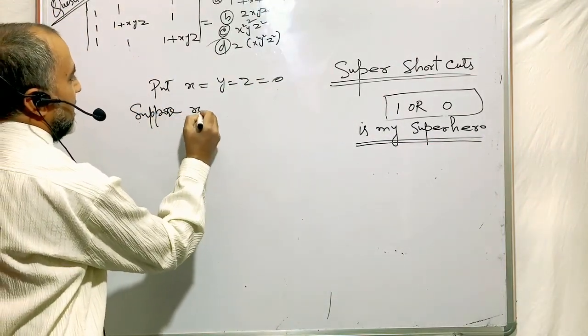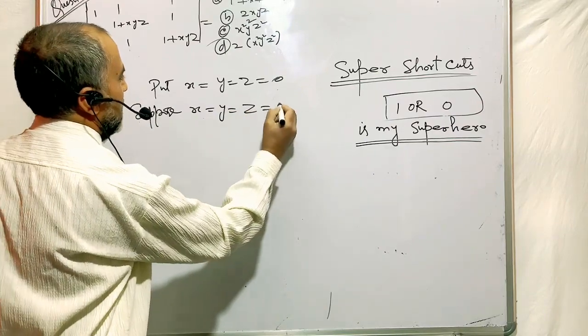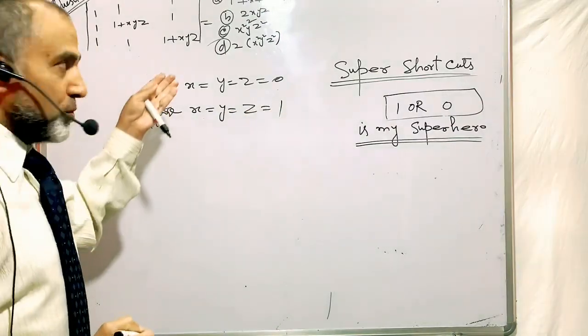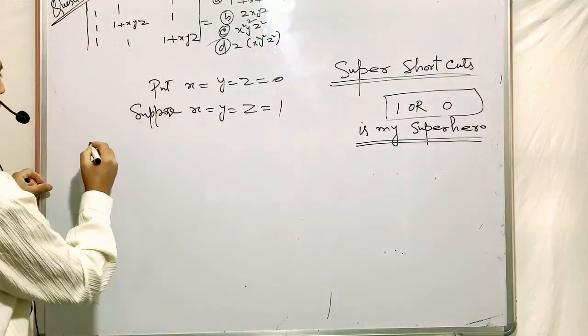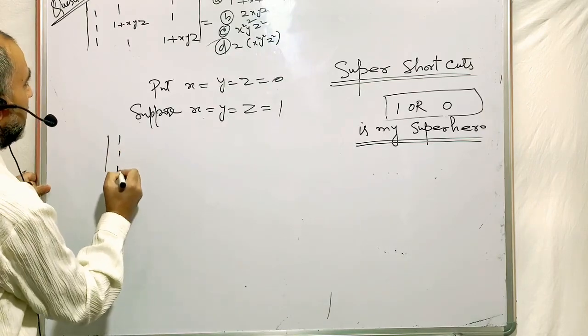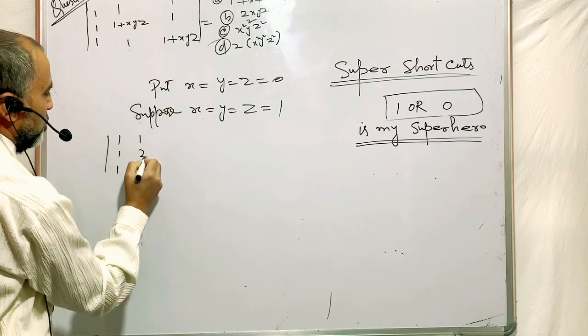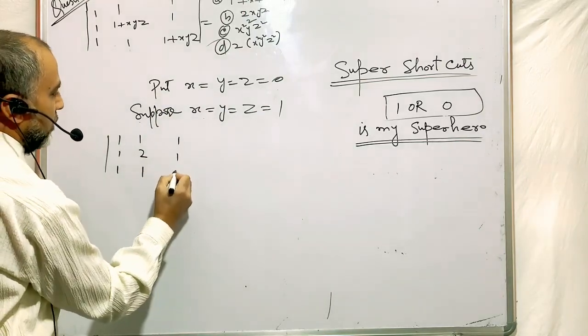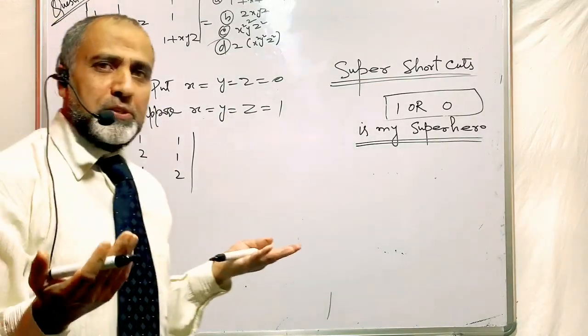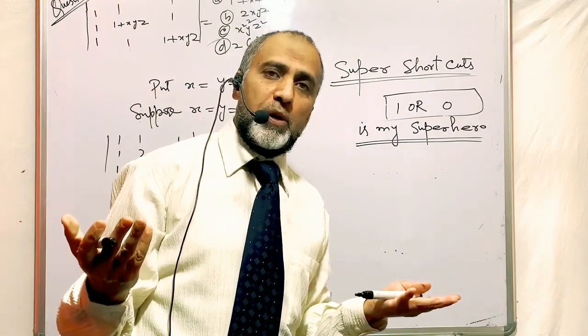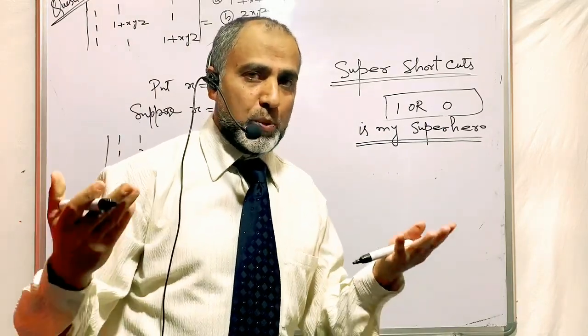Suppose x is equal to y is equal to z is equal to 1. आप यहां पे सब्स्टिट्यूट करेंगे लेफ्ट हैंड साइड पे it is 1 1 1 1, 1 plus 1 into 1 into 1, that is 2, 1, 1, 1, 2. You got, this is a simple determinant. We can expand it with the help of any row or any column.